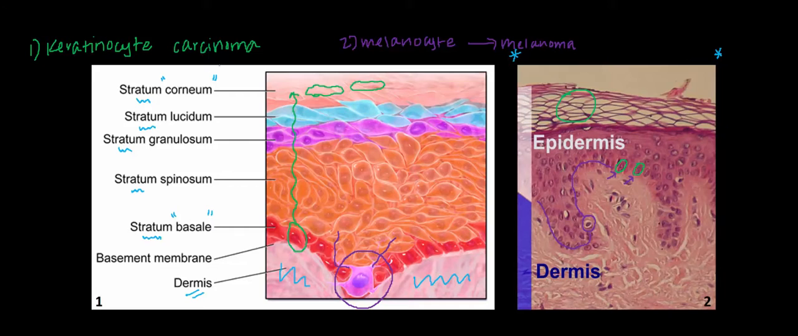Now, it turns out that when it comes to classifying keratinocyte carcinomas, there's one more subdivision that we need to be aware of. And the way that keratinocyte carcinomas are subdivided are as such. So, if keratinocyte carcinoma arises from any of the keratinocytes in the basal cell layer, we call it appropriately basal cell carcinoma, or BCC for short. On the other hand, if keratinocyte carcinoma arises from any of the keratinocytes above the basal cell layer, so the stratum granulosum, spinosum, etc., we call it a squamous cell carcinoma, or SCC for short.